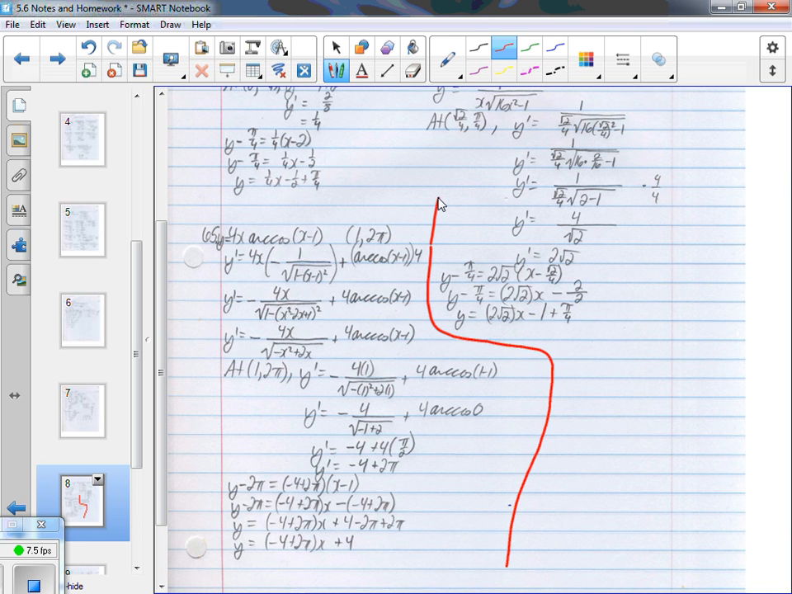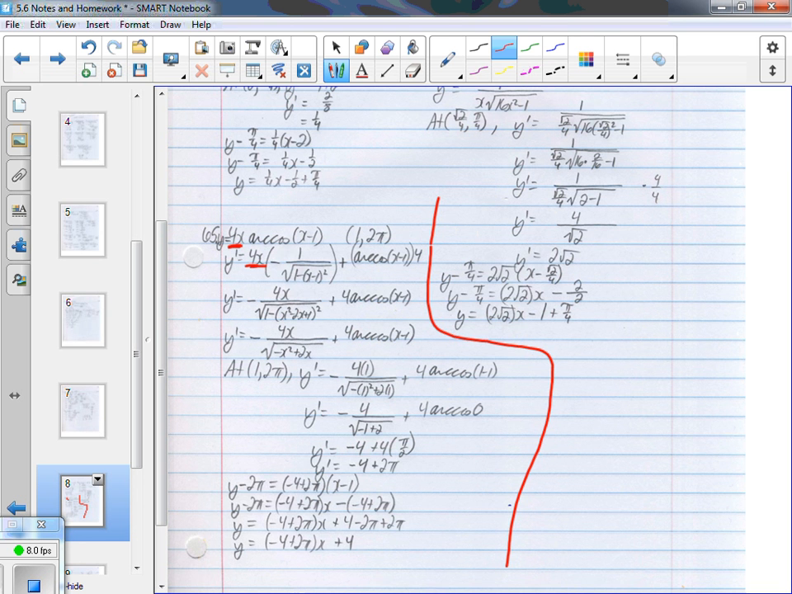All right, so if we're going to find the equation of the tangent line, we need to know the slope of the tangent line. If we need to know the slope of the tangent line, we have to find the derivative. So y prime equals, and then product rule. First function, 4x, times the derivative of the second function.